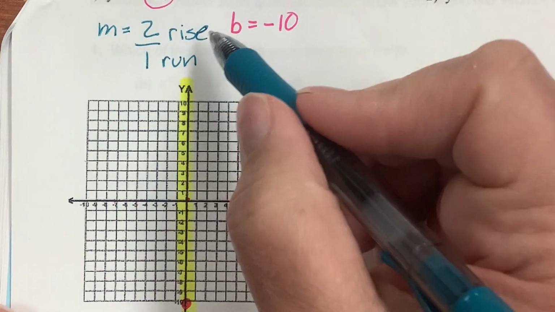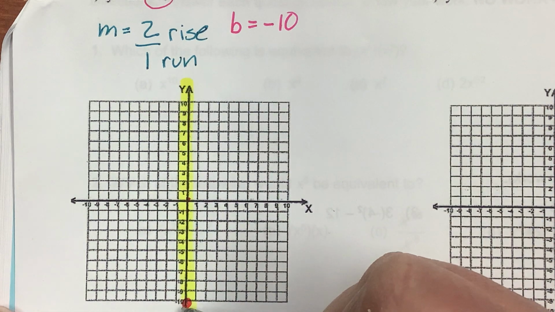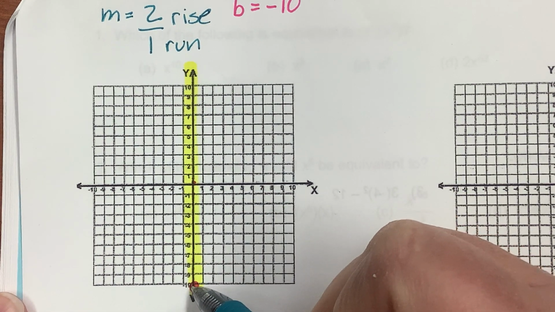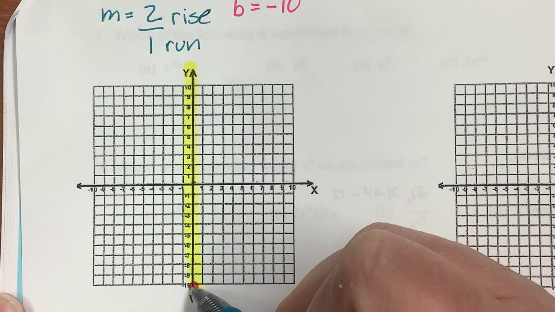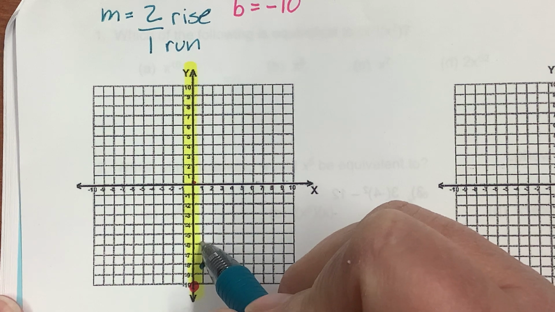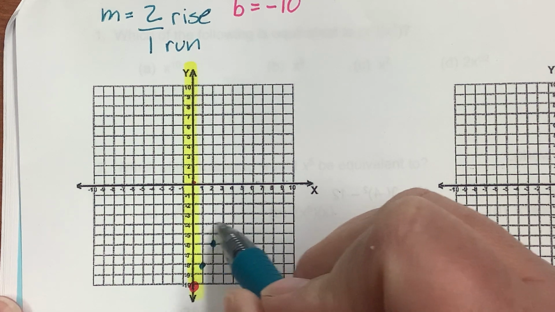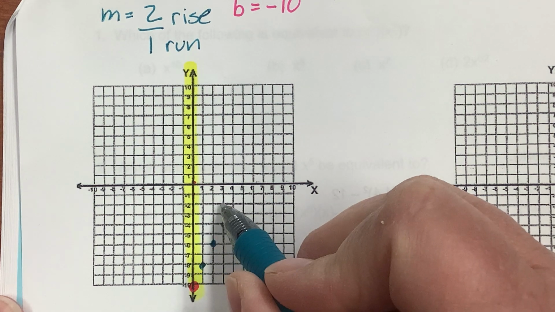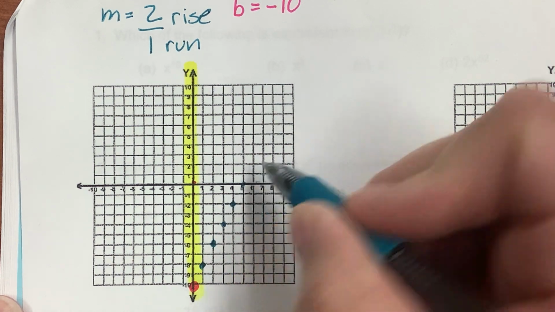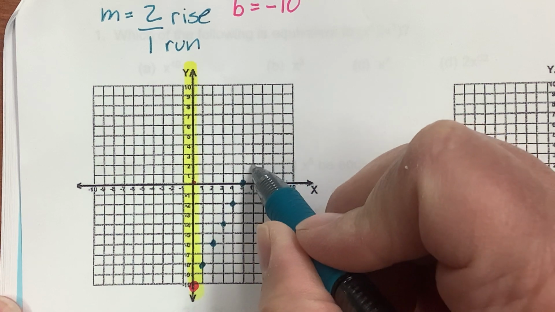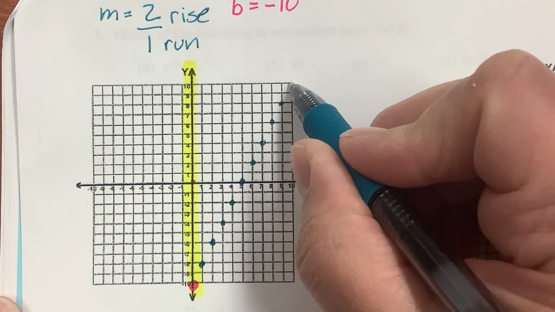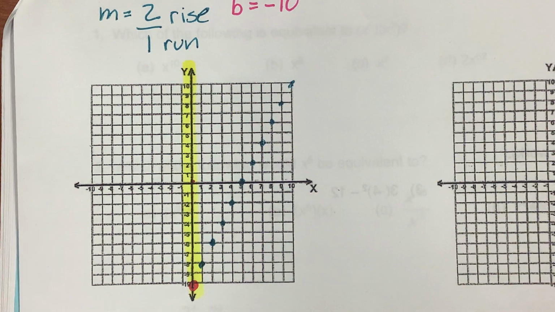Now I'm going to use my rise and my run. From this place, I start at the y-intercept. And because it's the beginning, rise 2, run 1. Up and over. Rise 2, run 1. Look, I am going to go all the way across my entire grid, rising and running.